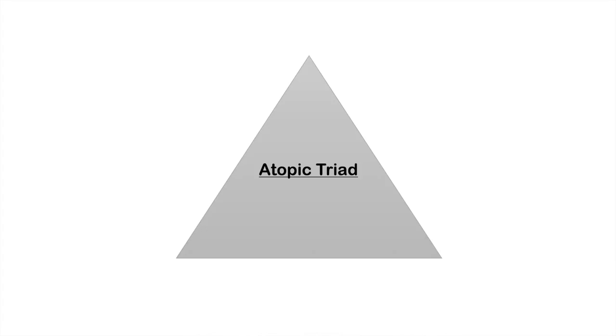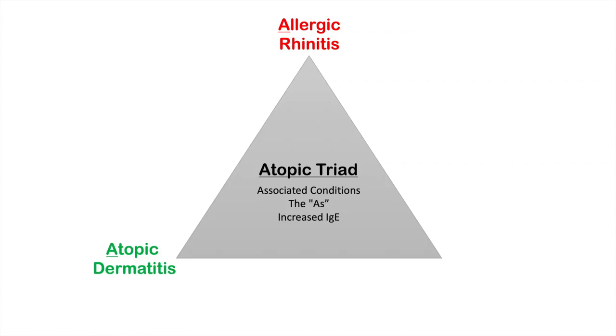So atopic dermatitis is associated with other conditions as well. We call this the atopic triad. And the atopic triad is the associated conditions that start with the letter A. And they all have an association with increased levels of immunoglobulin E. Now, the atopic triad conditions include atopic dermatitis, allergic rhinitis, and asthma.